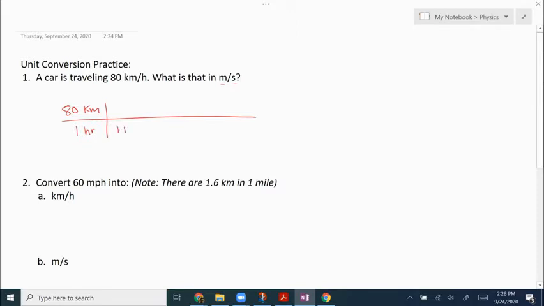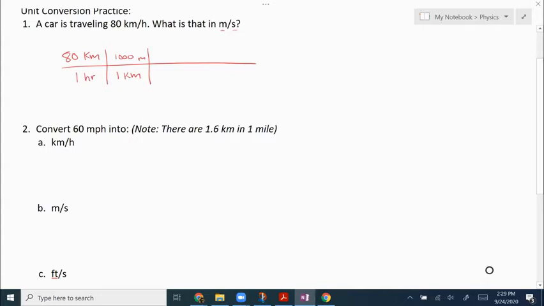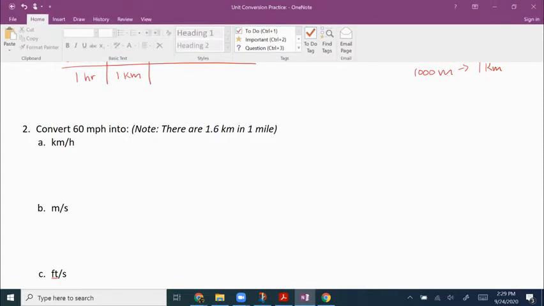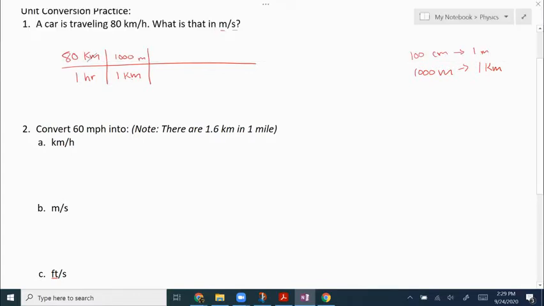So 1 kilometer is equal to 1,000 meters. That's just a conversion that I hope you need to know. There's 100 centimeters in a meter. There's 1,000 meters in 1 kilometer. Those are the pretty standard ones that you would need to know. So then your kilometers cancel.